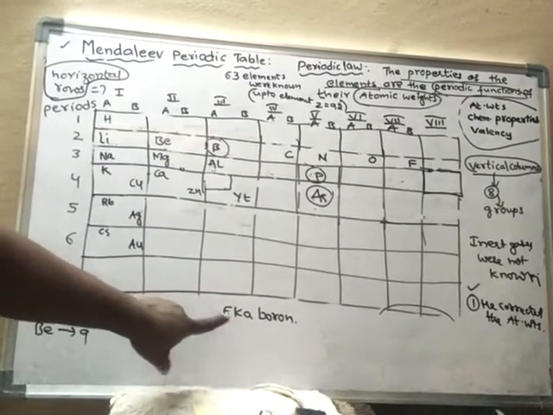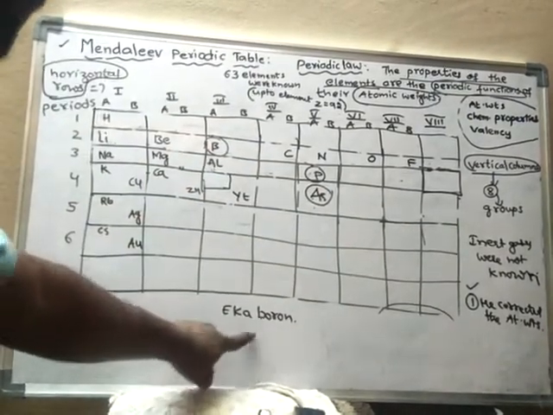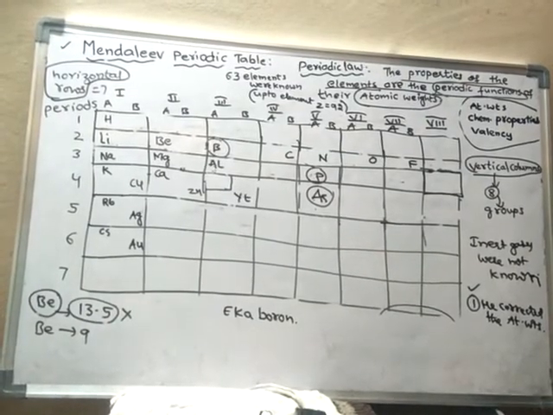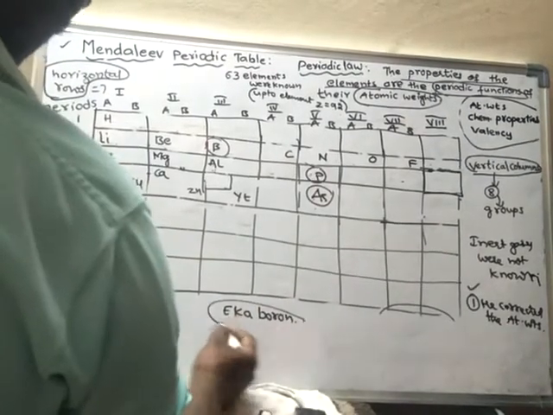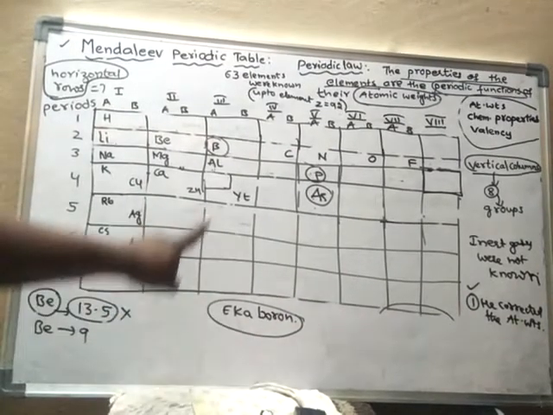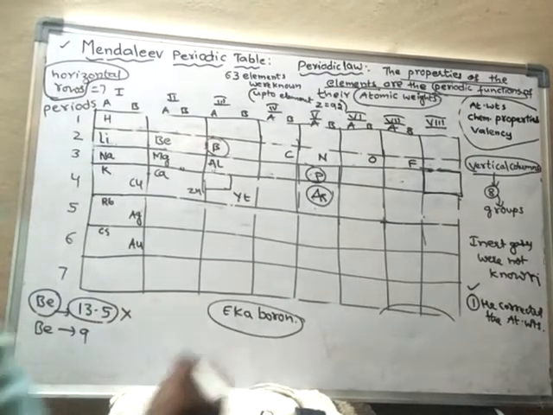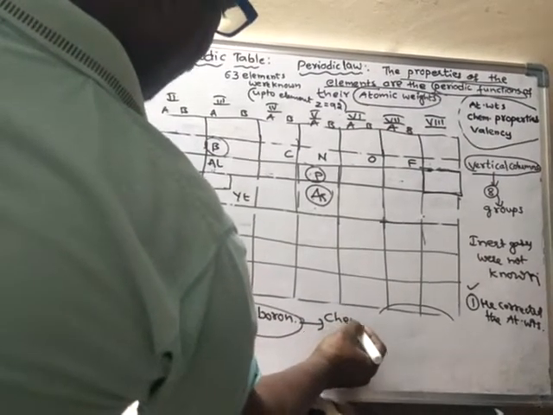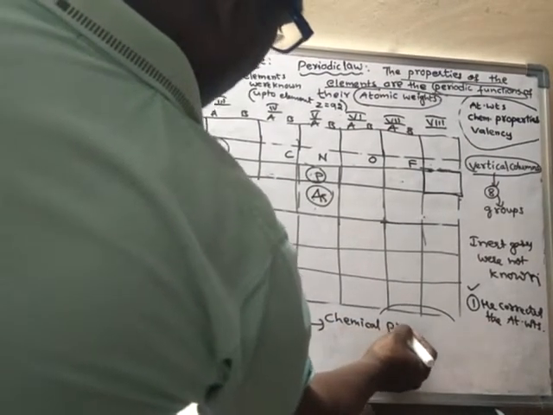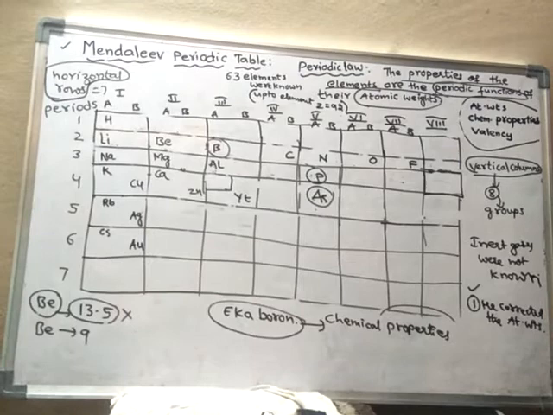In future, this Eka boron was not yet discovered by the time of Mendeleev. That Eka boron is not present. And he said that in the future, scientists will discover this element. I am giving temporarily the name to this gap as Eka boron, and he has given the chemical properties of that element. Chemical properties of that element were also predicted.